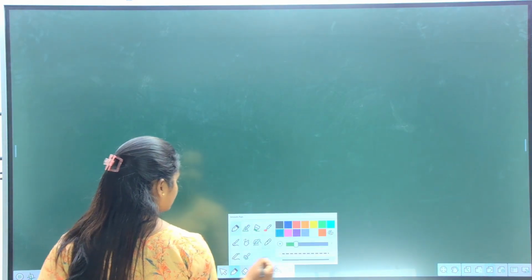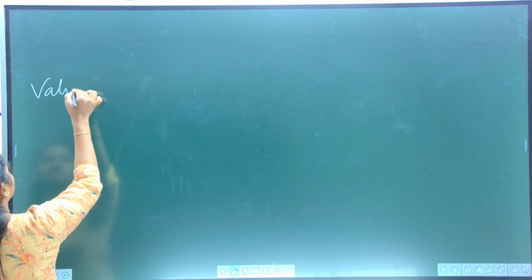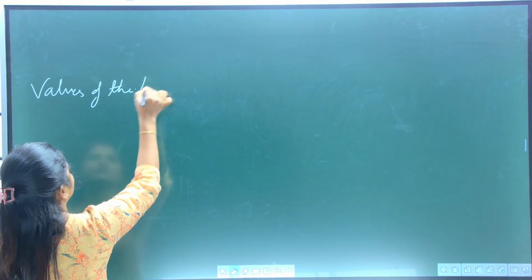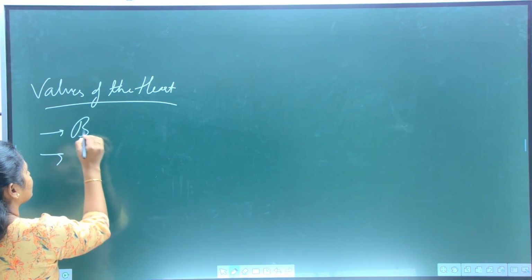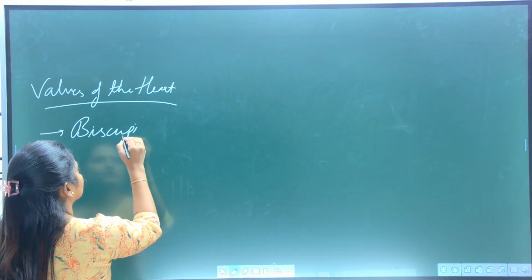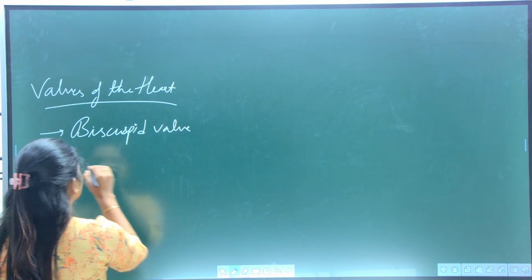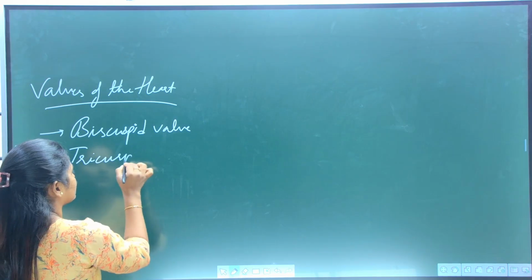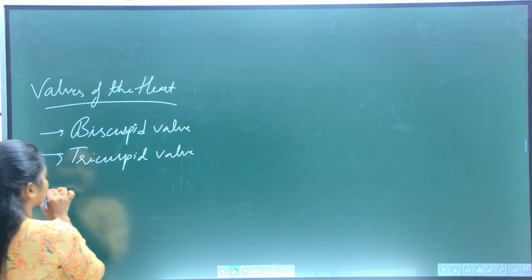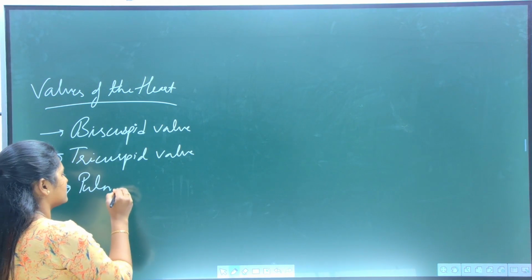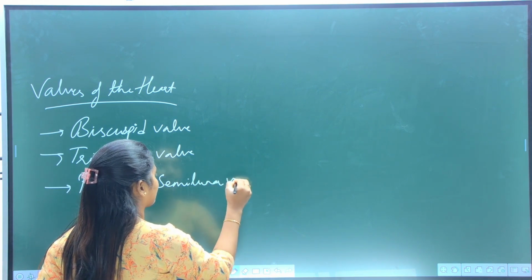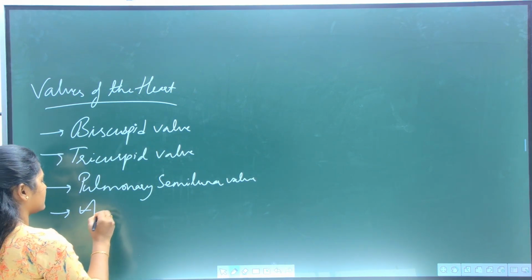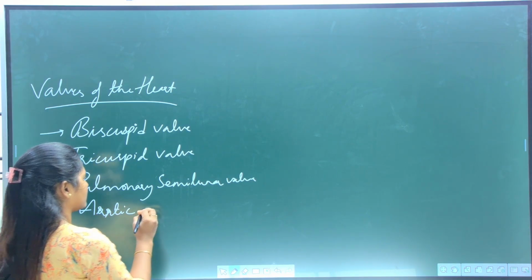Now coming to the valves of the heart. There are the bicuspid valve, tricuspid valve, pulmonary semilunar valve, and aortic semilunar valve.